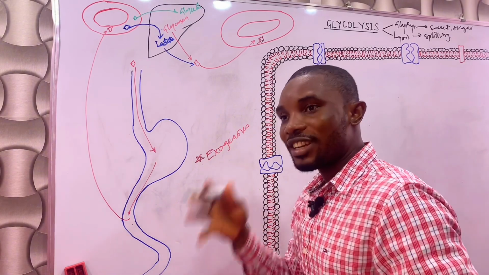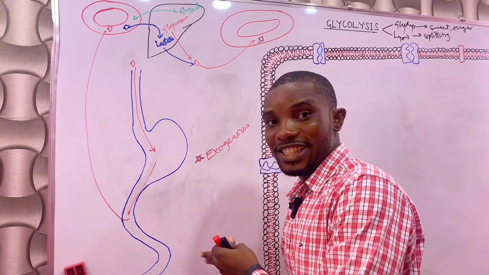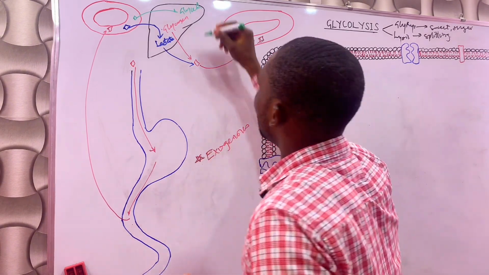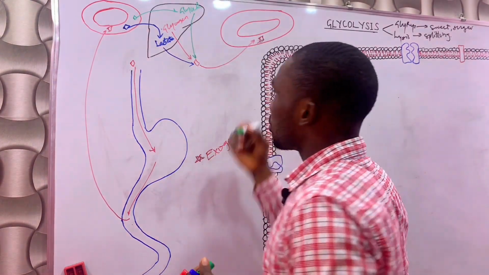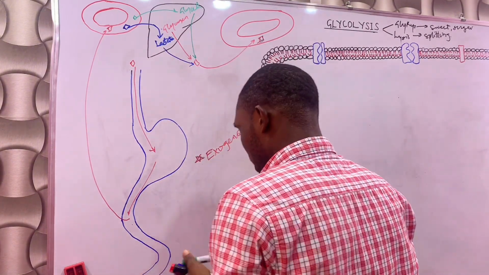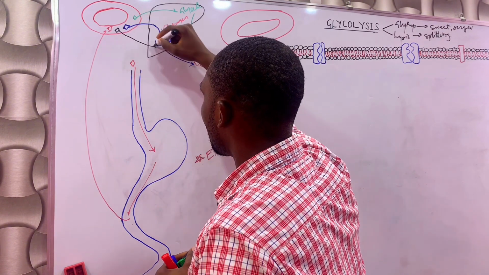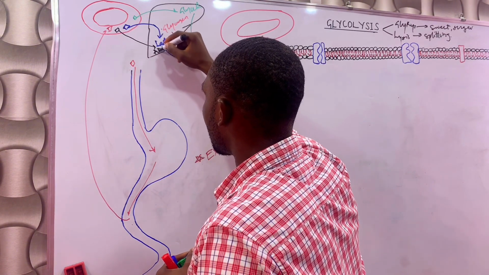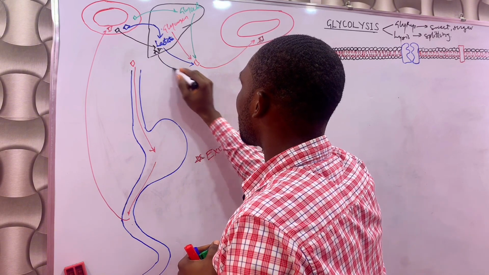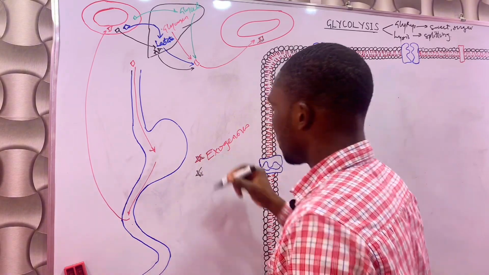Glycerol is got from what? Fats. So your triglyceride is broken down into what? Glycerol and fatty acids, right? So the glycerol is broken down into what? Glucose by the liver. And then there are other amino acids. There are some amino acids within the blood. So amino acids that can be broken down into what? Glucose.